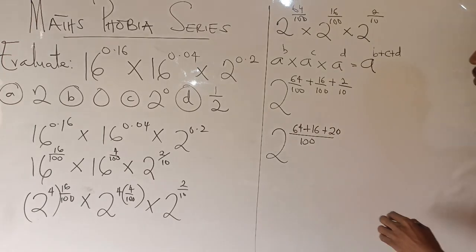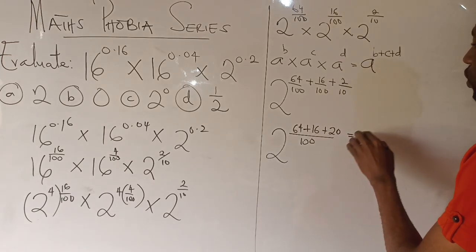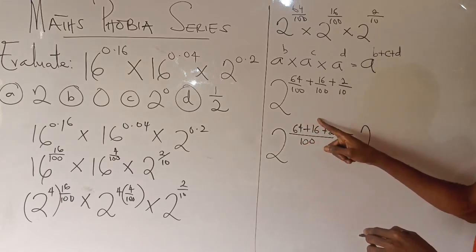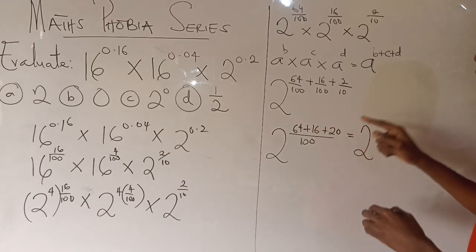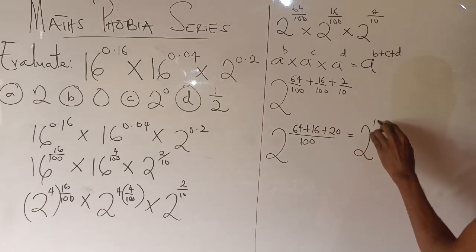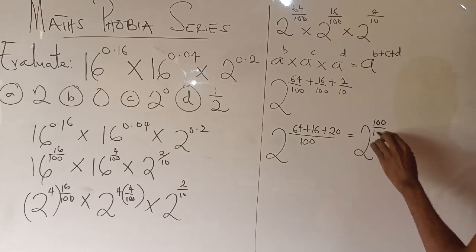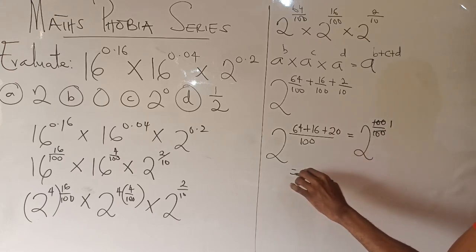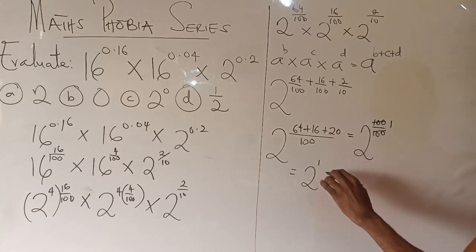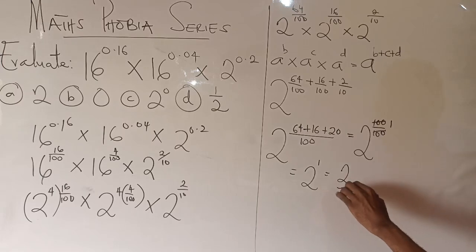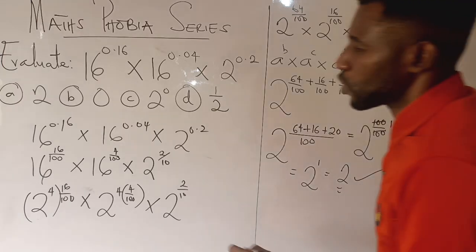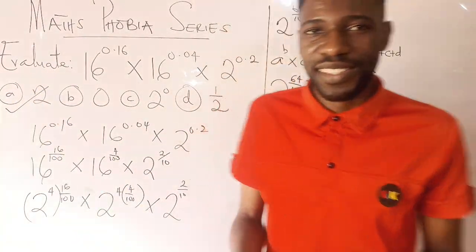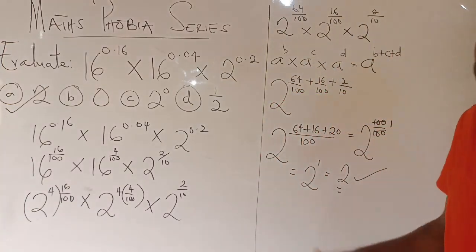So what do we have in total? We have 2 raised to the power of 64 plus 16, which is 80, plus 20, we have 100 over 100, and that gives us 1. Therefore, we have 2 raised to the power of 1, which is 2. And that leaves us with option A. As simple as that.